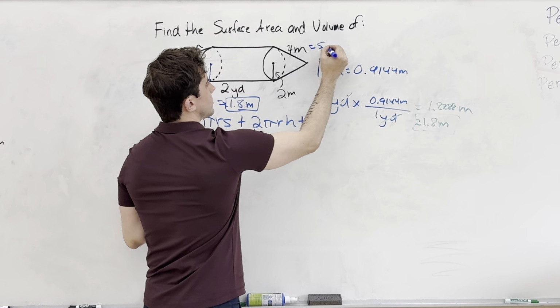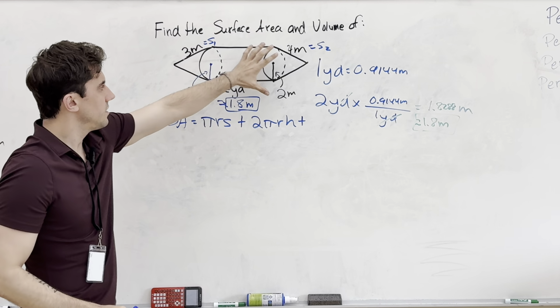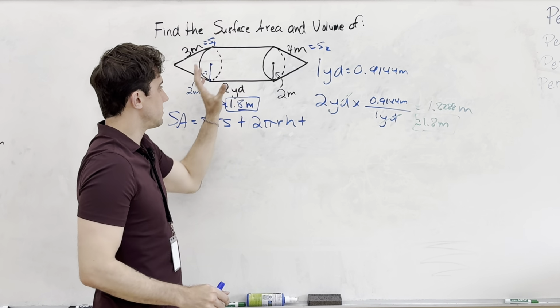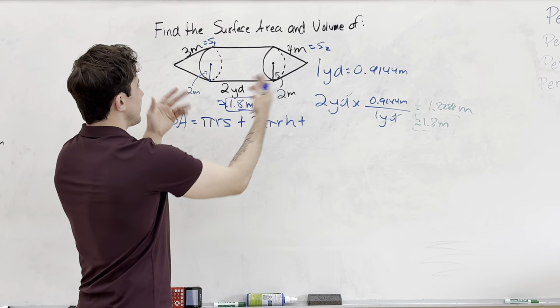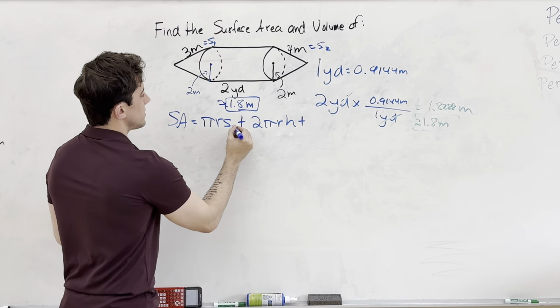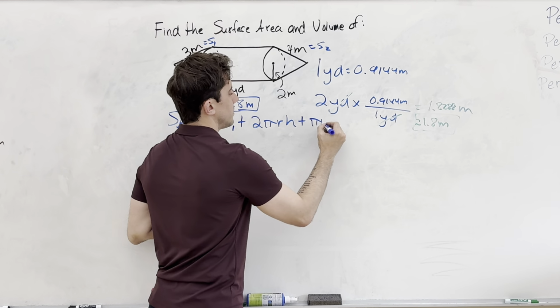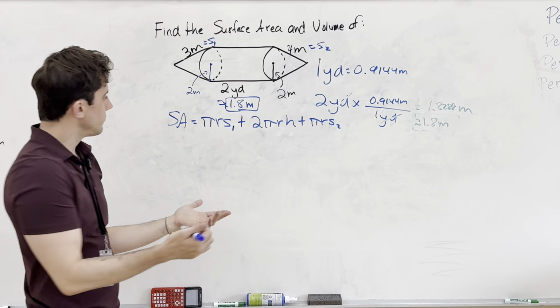Let's call this S2, the second slant height, and let's call this S1. It's really important to call your dimensions things that you can easily reference later on in your solution. That way you're not mixing them up, okay? So I'll call this S1 for the slant height of the first cone, and pi times r times S2 for the slant height of the second cone, right?